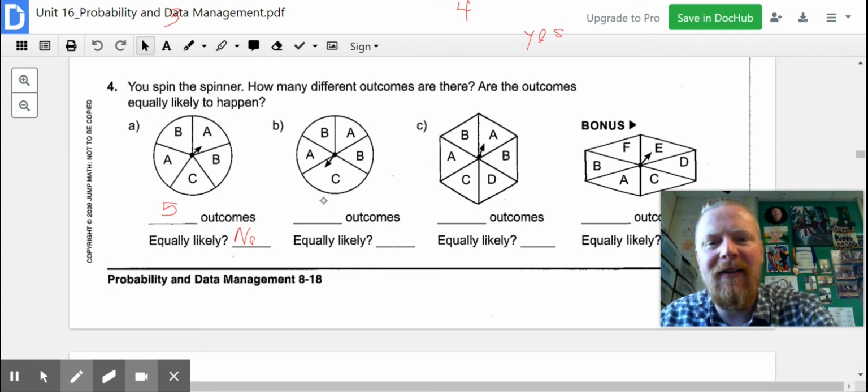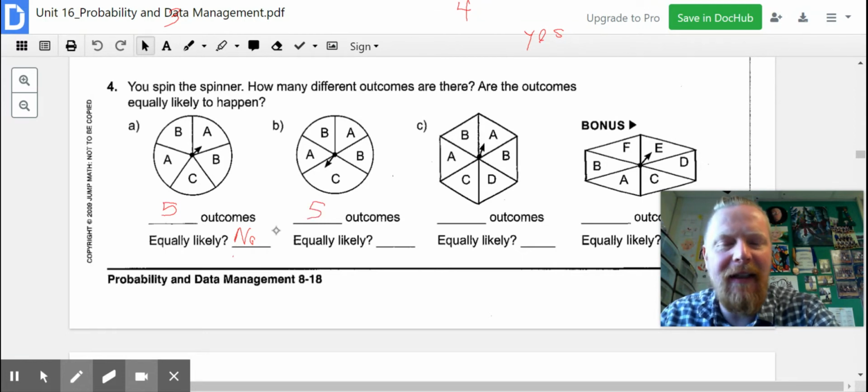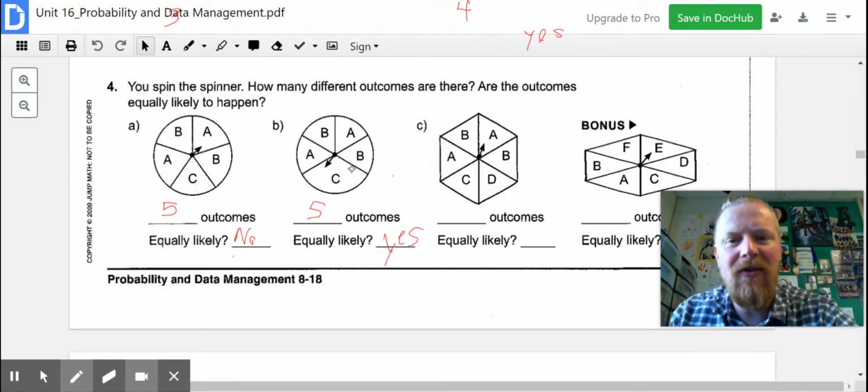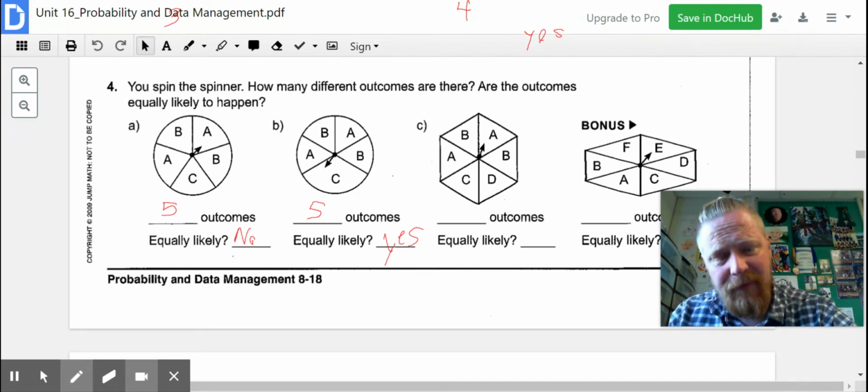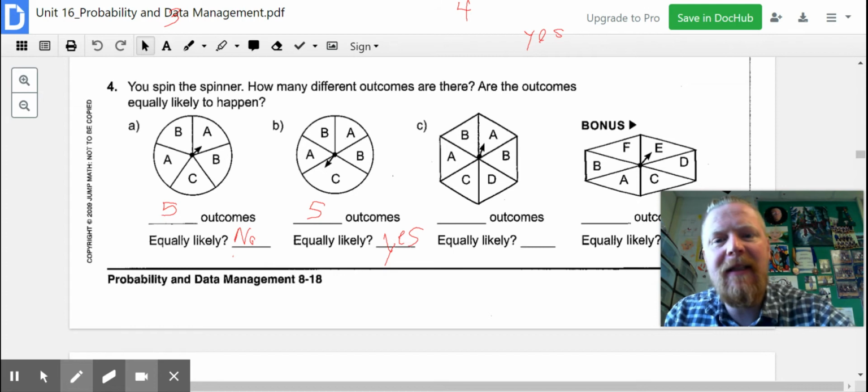In this one here, there are 1, 2, 3, 4, 5 possible outcomes. Are they equally likely? Yes, they are equally likely, because there's 2 zones for A, 2 zones for B, but if you put the A's and the B's together, they would be the same size as C, so they're equally likely.